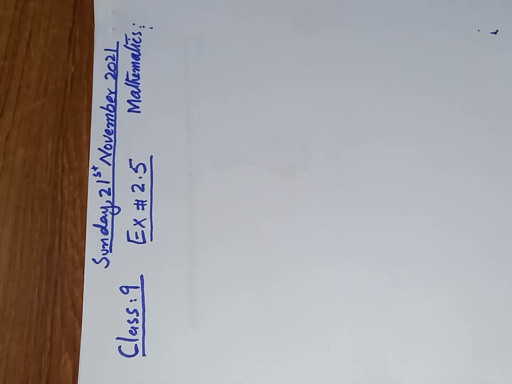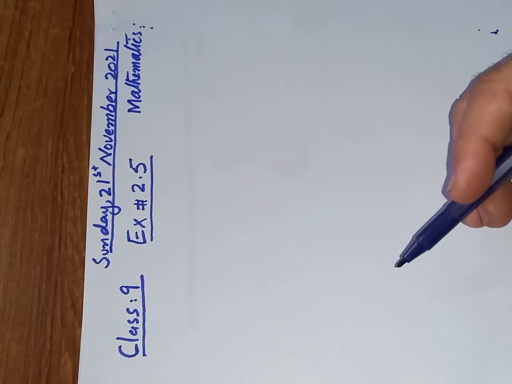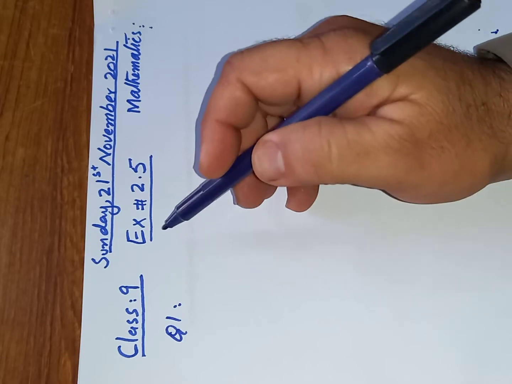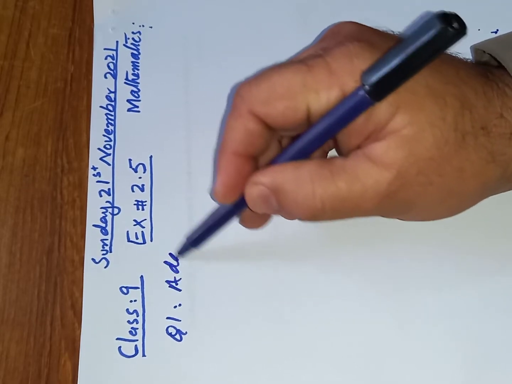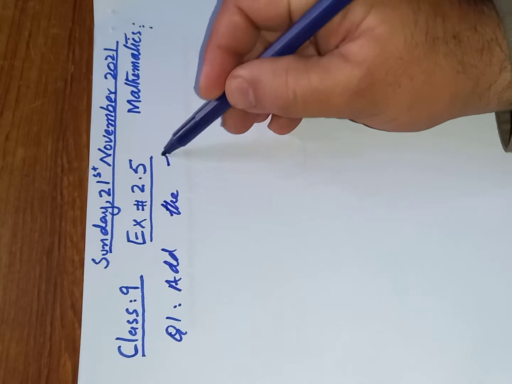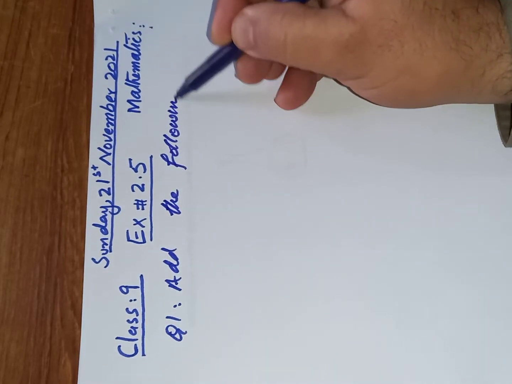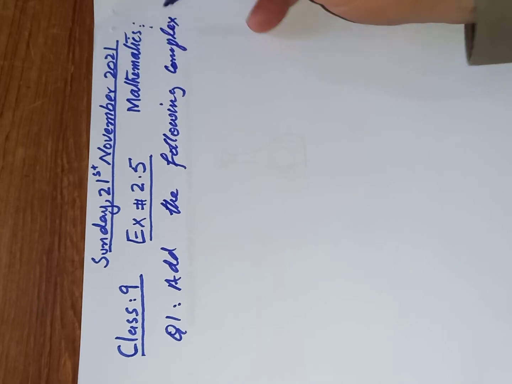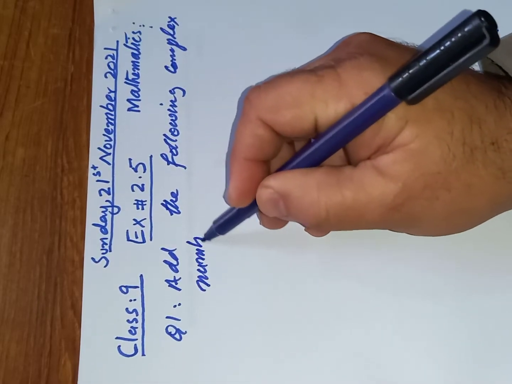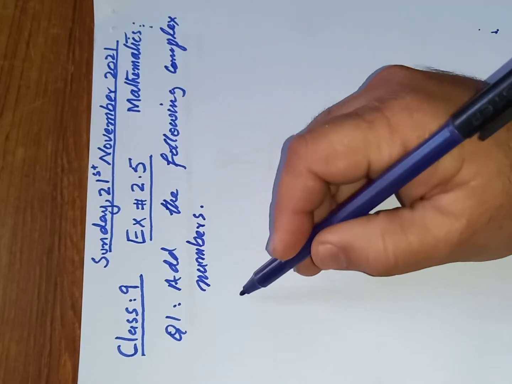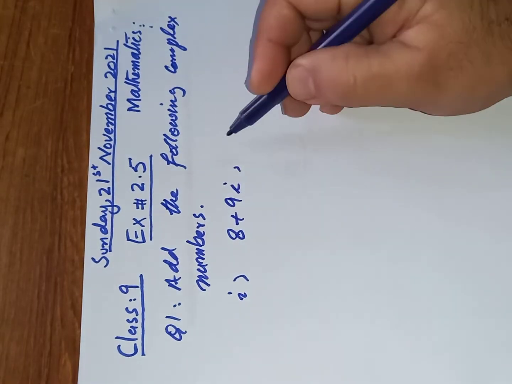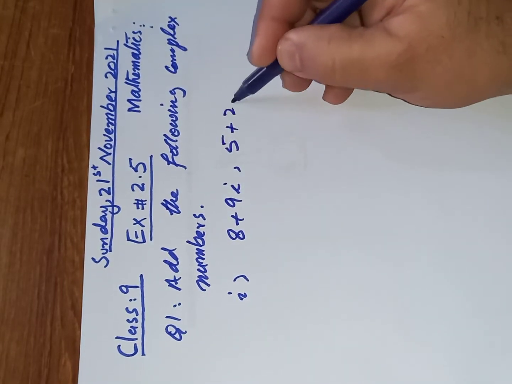Welcome, dear viewers. Today we are going to learn about real and complex numbers of class 9. So the first question is about adding the following complex numbers. The first number is 8 plus 9 iota, while the second one is 5 plus 2 iota.